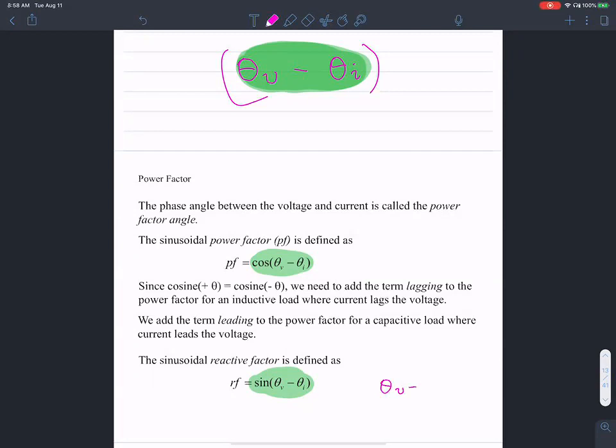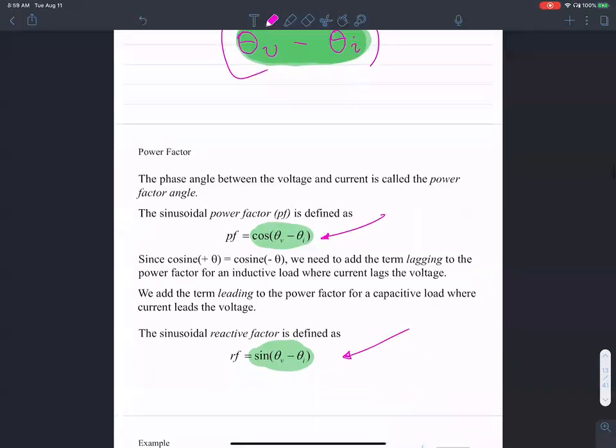Theta V minus theta I is also identified as an important parameter. I'll give you the name of that parameter shortly. It also has a definition. But what we want to understand is that cosine of theta V minus theta I is defined as the power factor, and sine of theta V minus theta I is defined as the reactive factor.